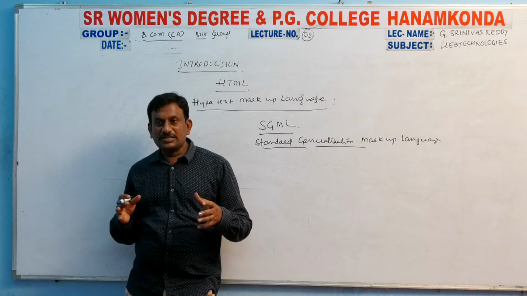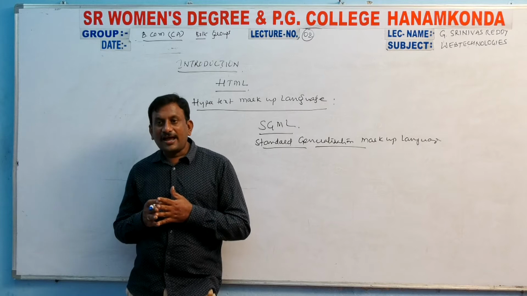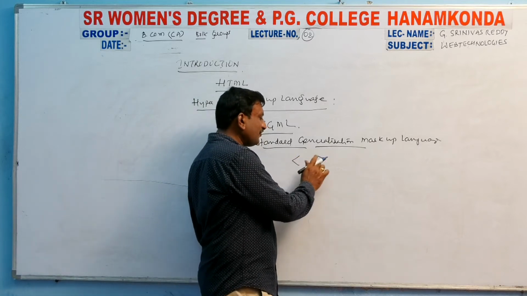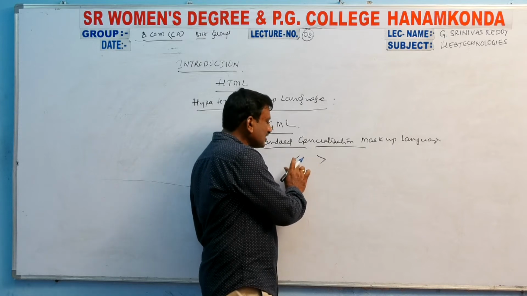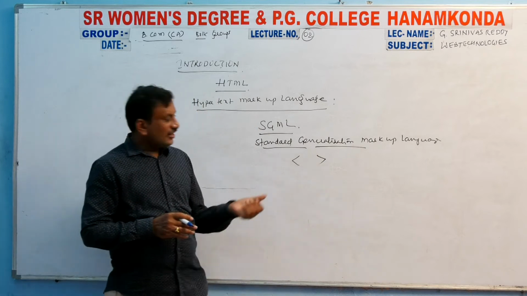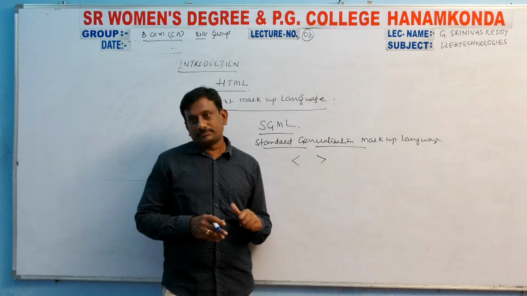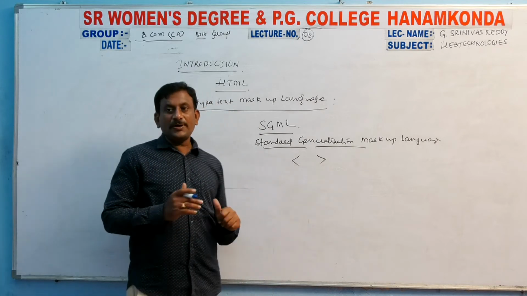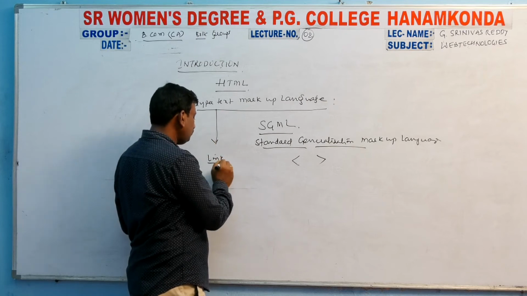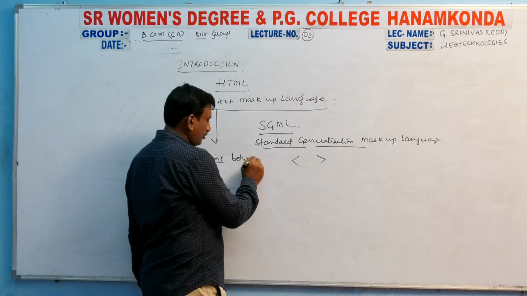This language means creating tag language. Tag language means less than and greater than symbols. In between the less than and greater than symbols, if we write anything, that is called a tag. Hypertext means link between web pages.